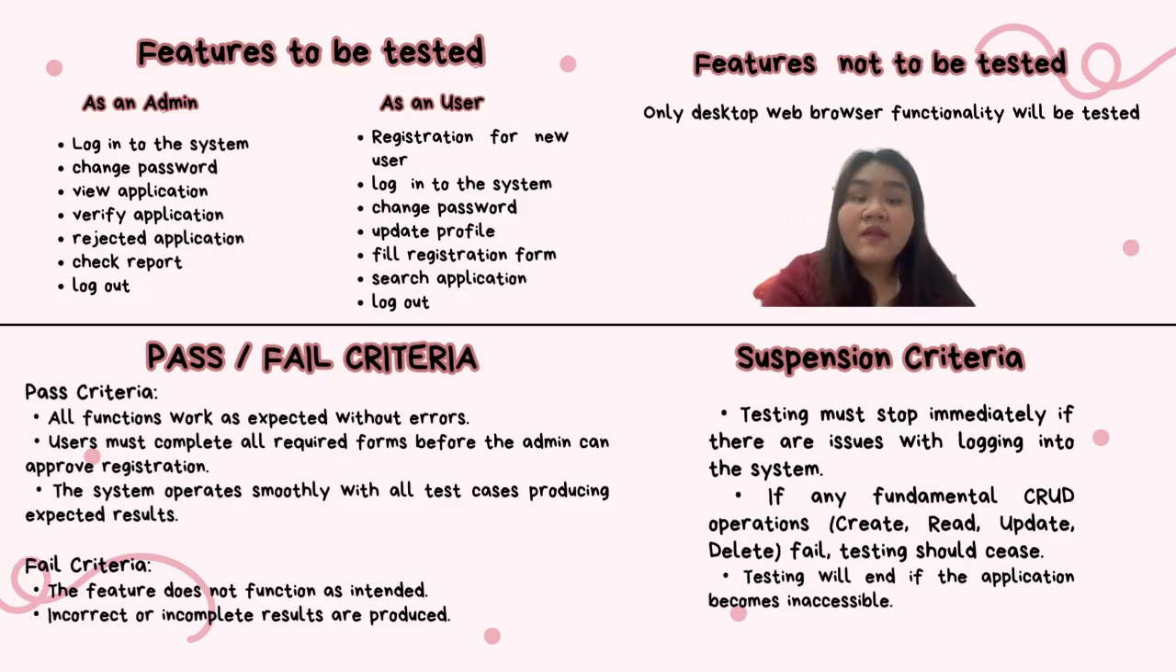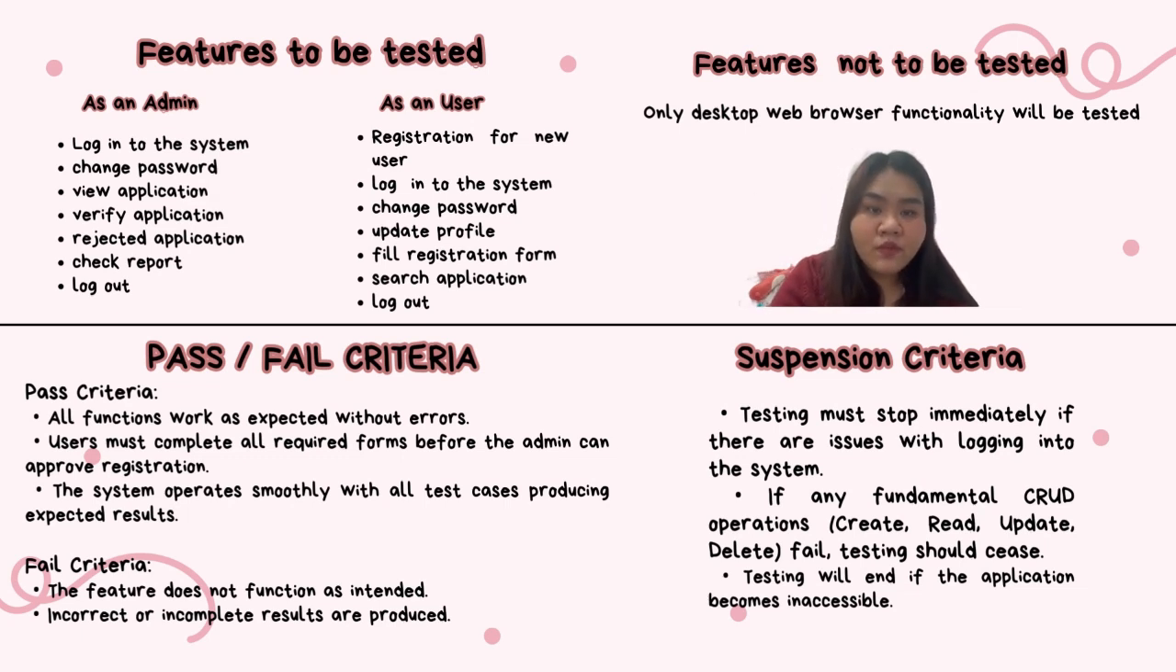While for fail criteria, if the feature does not work as intended or produces incorrect or incomplete results, it will be considered a fail. For example, if the form doesn't capture all necessary information or the admin can't approve the registration, the test would fail. Essentially, any failure to meet expectations or provide the correct output means the feature does not pass the test.